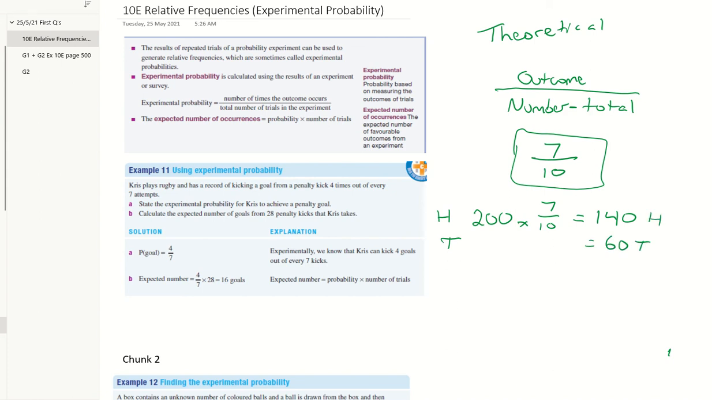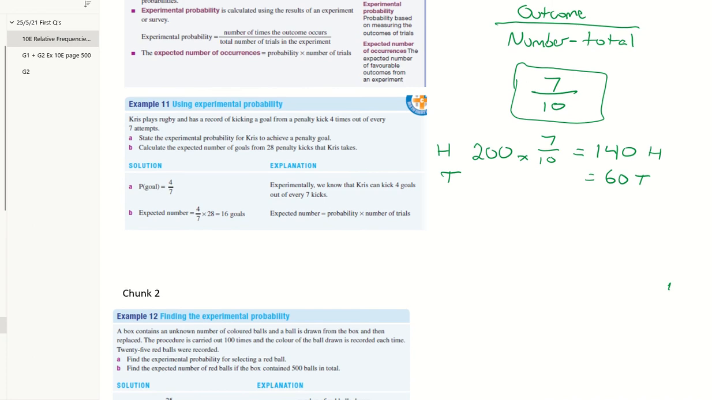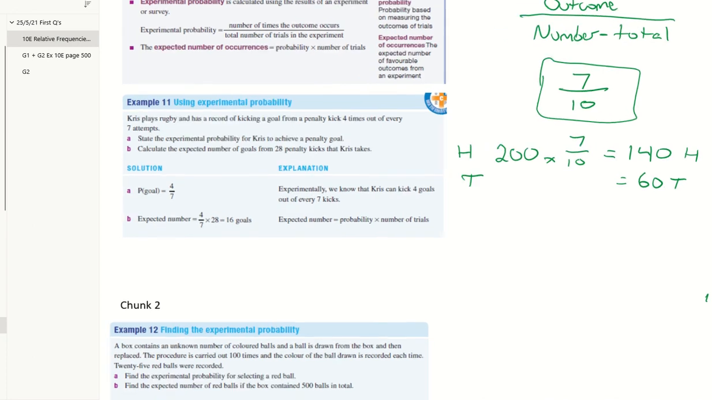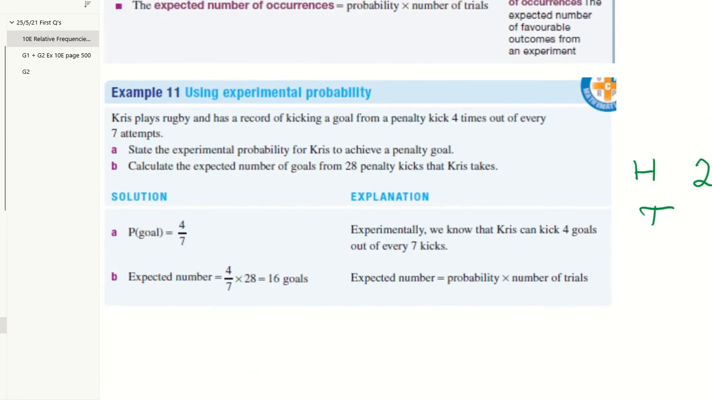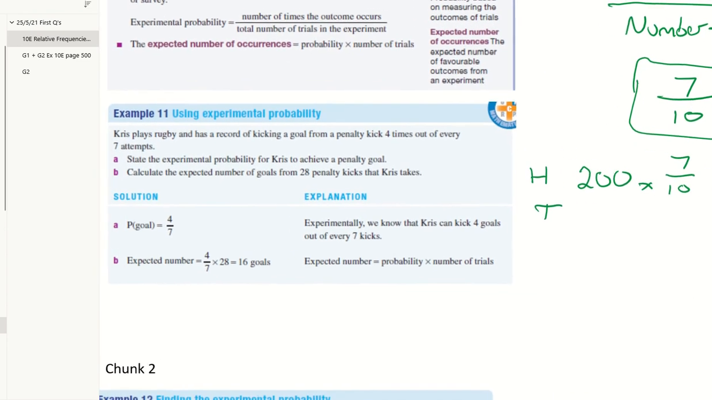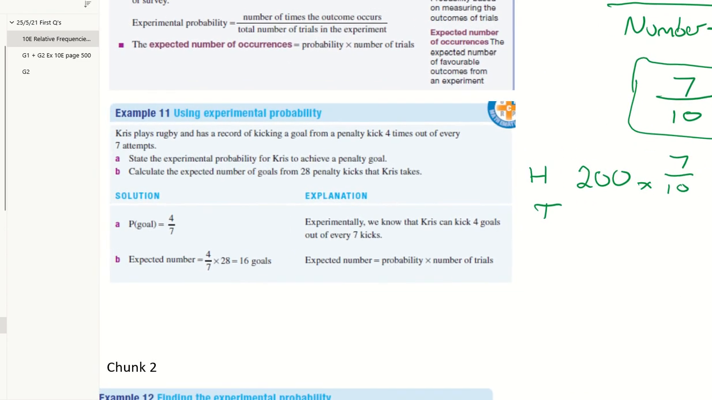All right, so let's have a look at these first examples. The first example says that Chris plays rugby and has a record of kicking a goal from a penalty kick 4 times out of every 7 attempts. So every time he lines up, every 7 kicks that he has a go at, he gets 4. So getting the experimental probability or the relative frequency for that is going to be total number of kicks, 7, put that on the bottom.